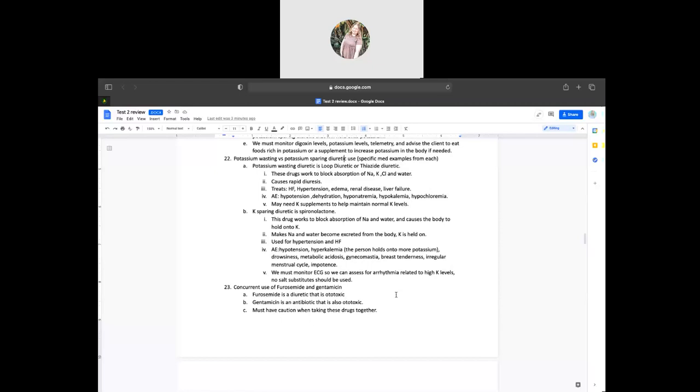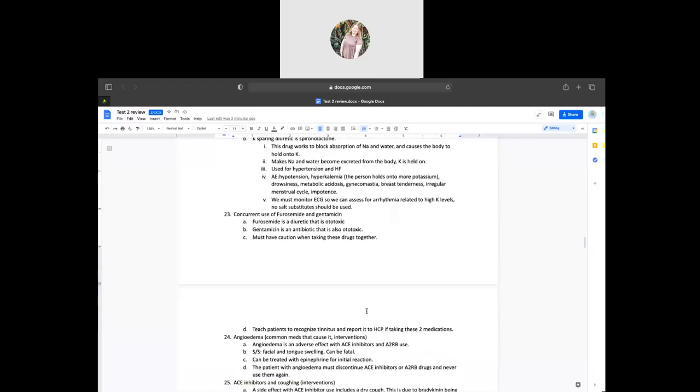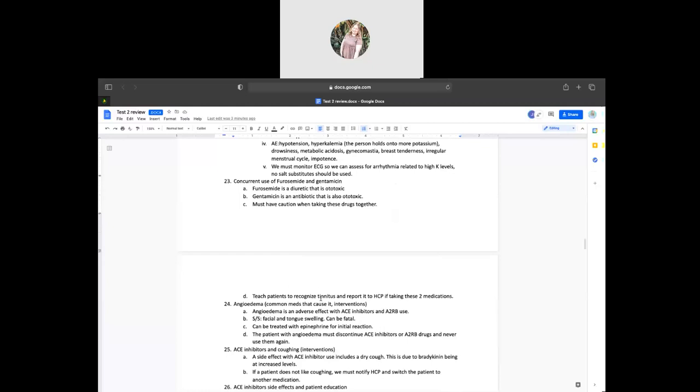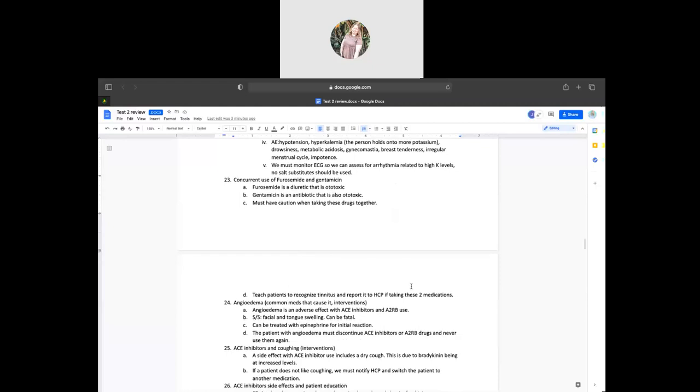Concurrent use of furosemide and gentamicin. So furosemide is a diuretic that is ototoxic, meaning it can cause toxicity of the ear. Gentamicin is an antibiotic that's also ototoxic, so we must advise the patient to not take these medications together. We have to advise to have caution. We must teach that patient to recognize the signs and symptoms of ototoxicity, like tinnitus, and report it if they're taking these two medications together.